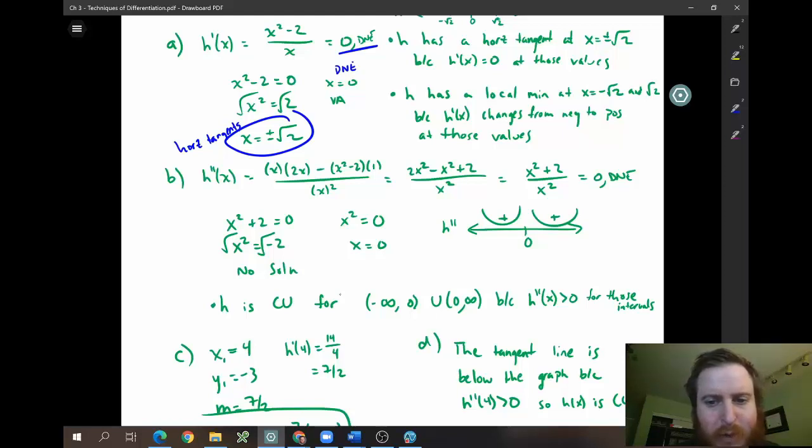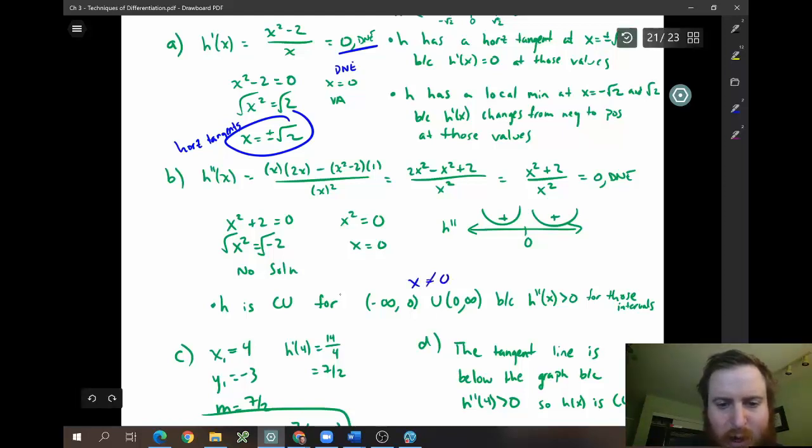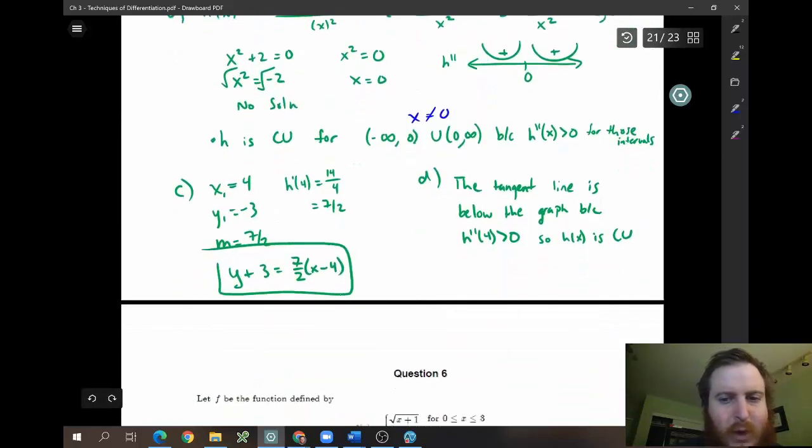So we plug in and we get positive and positive. So h is concave up for negative infinity to 0, union 0 to infinity. You also could have said for all x where x is not 0, that could have worked as well, because h double prime is positive. Make sure you mention that. Then the last one was our tangent line. x1 was 4.